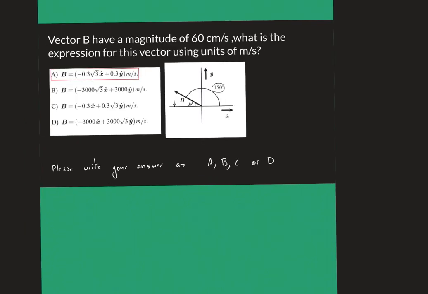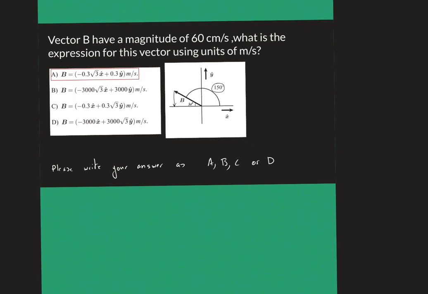This is the next question. It says vector V has a magnitude of 60 centimeters per second. What is the expression for this vector using units of meters per second? Okay, so we have this graph right here. We have X and we have Y. We have this angle 150 here. But 90 plus 90, since it's 90 and 90, it will be 180. The missing angle is 30, since 150 plus 30 is 180.